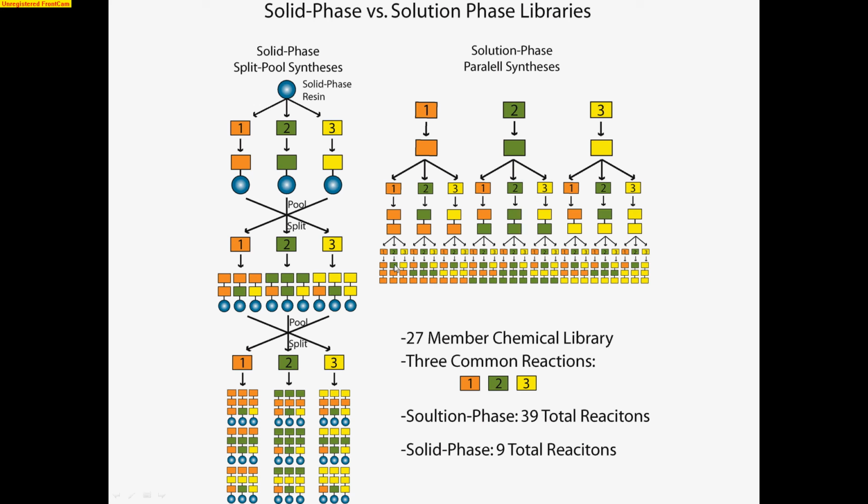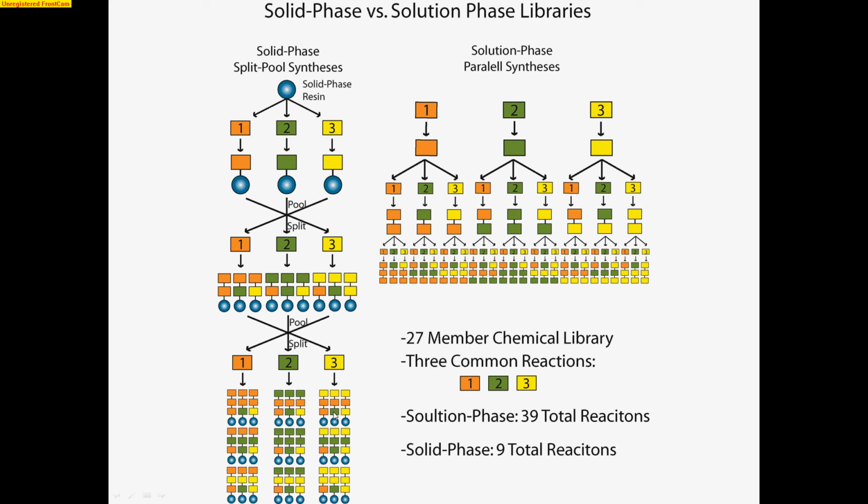In order to do the same thing with traditional synthesis, you'd have to have 3, 9, and then 27 reactions, totaling 39 total reactions to get 27 molecules out of this.